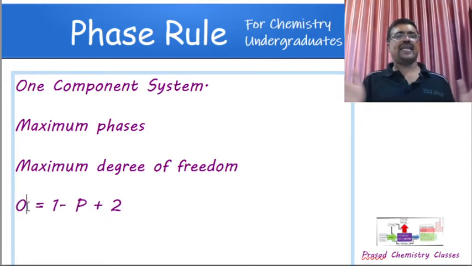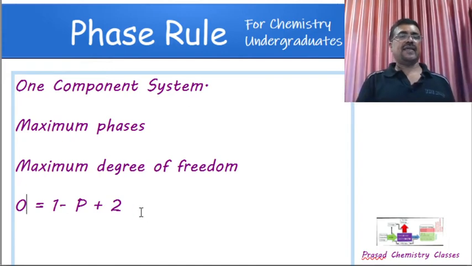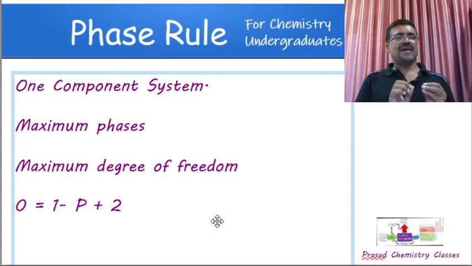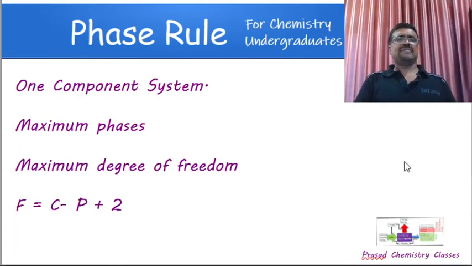So we are considering an invariant system, right? Degree of freedom we have minimized. Degree of freedom is 0, that means everything is fixed. Then if you solve this expression, we get P equals 3. What does it indicate? In a one component system, the maximum number of phases that can coexist is equal to 3. So you take a one component system like the water system.